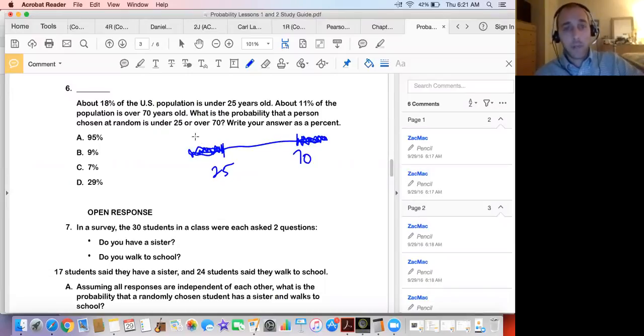And luckily for us, the question actually gives us these probabilities. 18% under 25, 11% over 70. So the probability that one single person chosen at random is under 25 or over 70, well, that would just be 18% plus 11. And that gives you 29%, which is letter D.